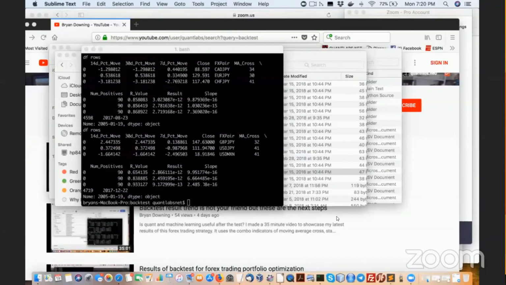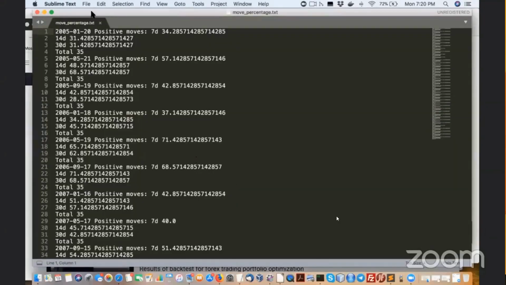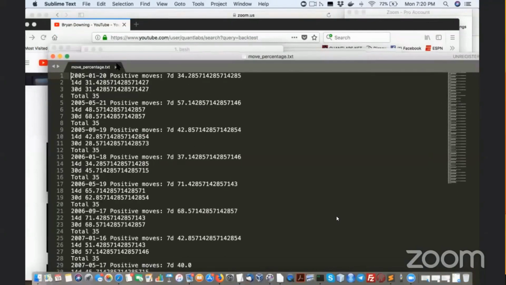Okay, so it's now finished. Let me go back to that file I want to show you. These are now the percent moves overall, positive or negative, of actual data. These are the positive moves out of the entire 35 currencies. Only 34% moved positive, were profitable, on 7 days. 31% were profitable on a 14-day move, and 31% were profitable after 30 days.